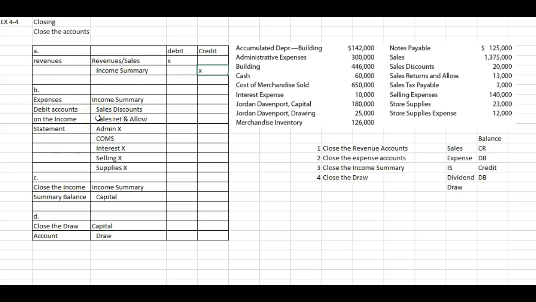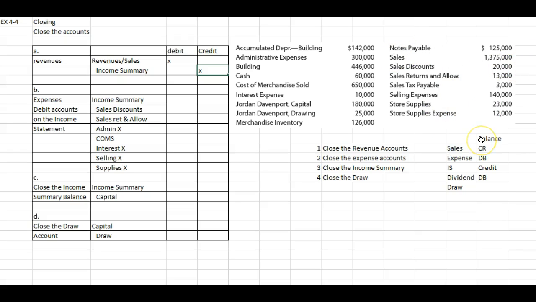Okay, now we're going to look at expenses. And what are our expenses on here? Well, sales tax payable is not an expense, but selling is. Store supplies here is an expense. There's administrative expenses. How about this cost of goods sold? Yes, that's an expense. Interest expense. Merchandise inventory is an asset, right? So it can't be that. Notes payable is a liability.